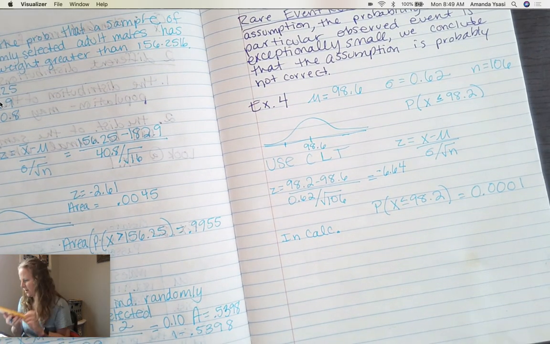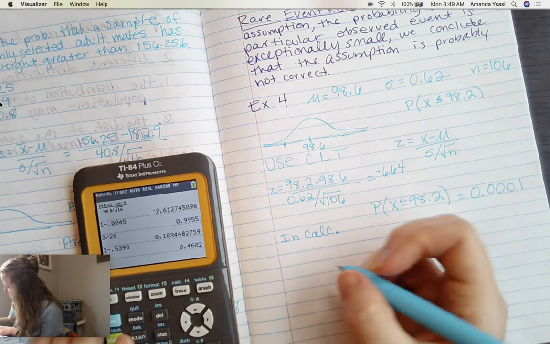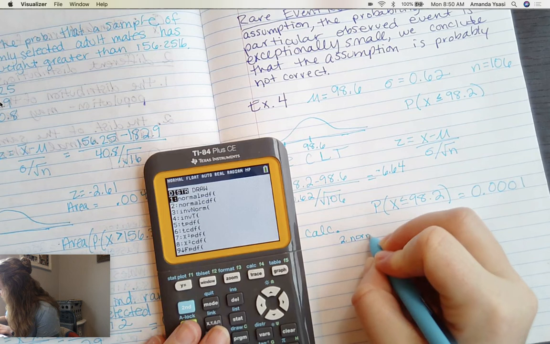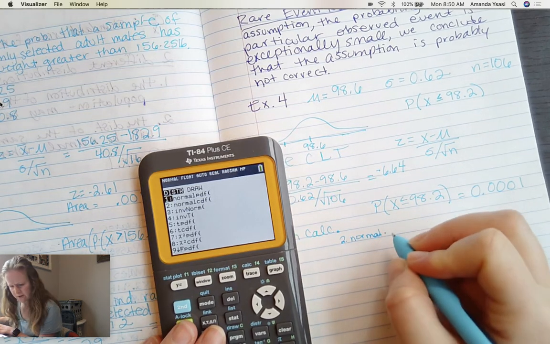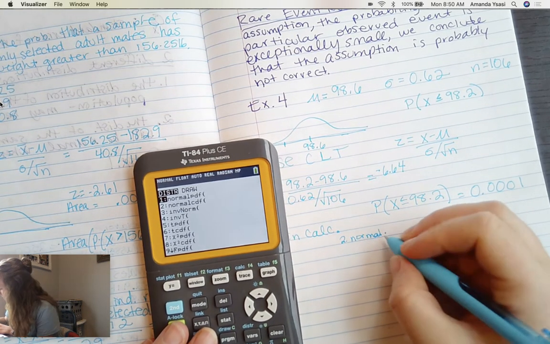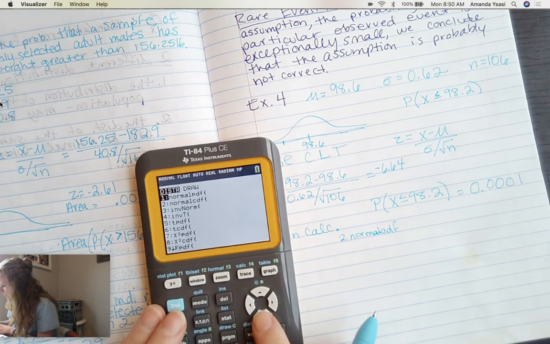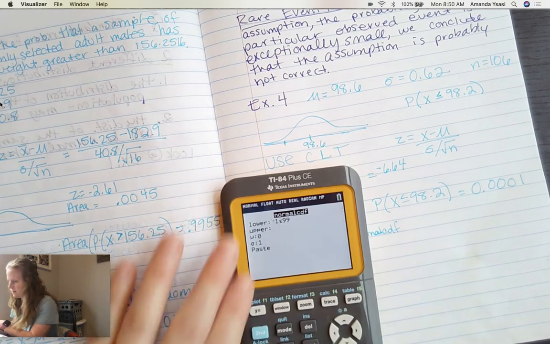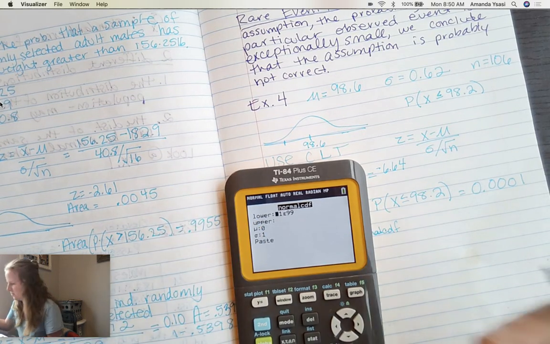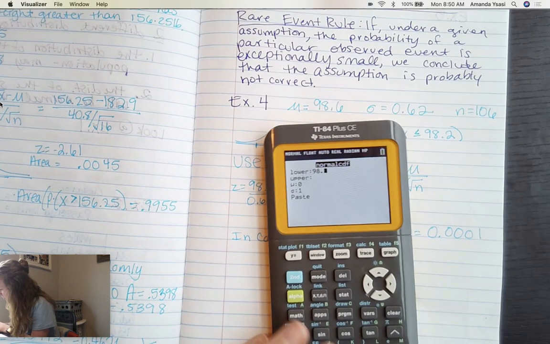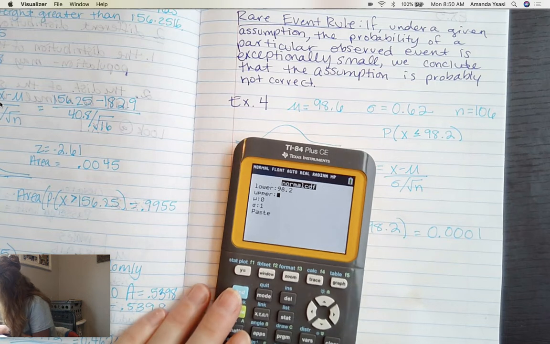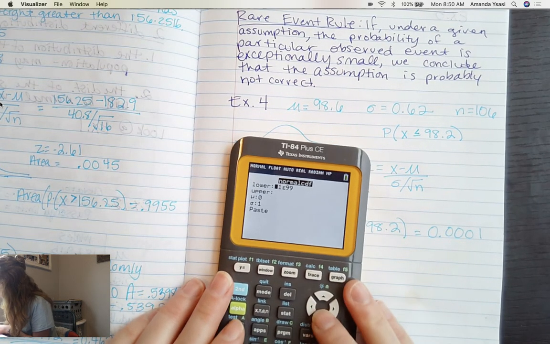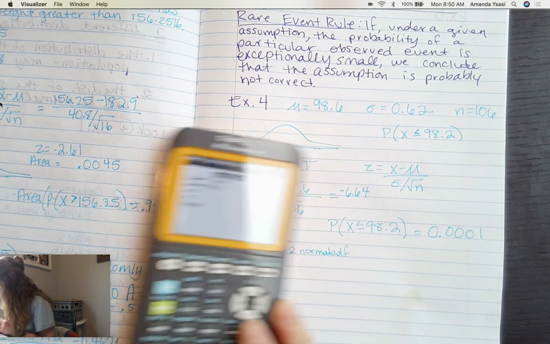Let me show you how you put this in the calculator. So let's look at the calculator. We are going to use second vars, normal CDF. Is it normal CDF? Yeah. So our lower is the original that they have in there. Our upper is the 98.2. Oh, I messed up. Okay, it comes back. 98.2.